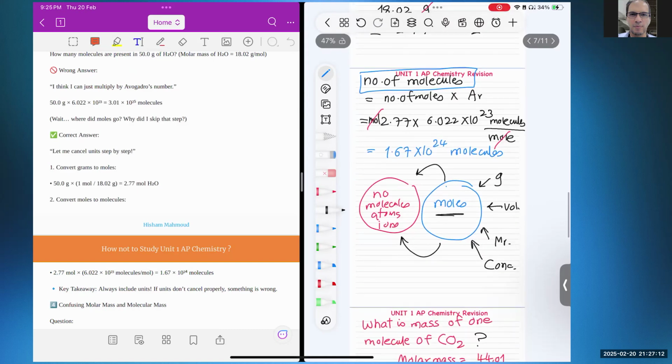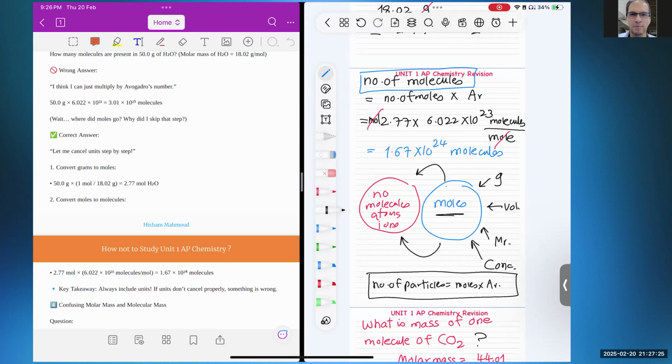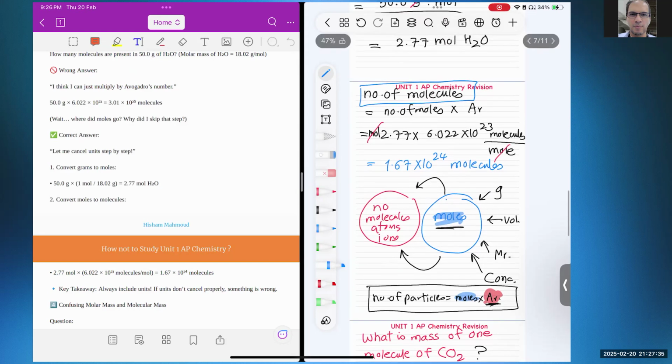What is the rule again? The rule is that the number of particles that you are looking after is equal to the moles multiplied by the Avogadro's number. Do I have the Avogadro's number? Yes. It's always known. Do I have the moles? Yes. I just found the moles now, so I can get the number of particles by multiplying these two together. Multiply the number of moles that you get by the Avogadro's number that you know.